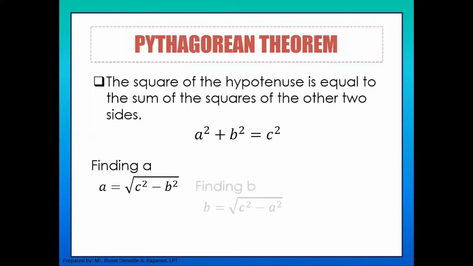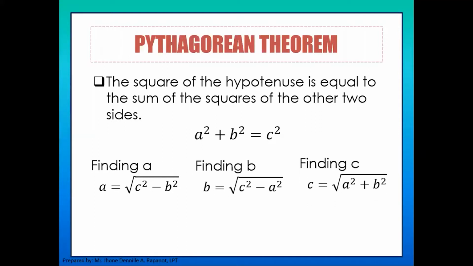For finding A, for B, and for finding C. Now you might wonder how we have these equations. To give you a heads up, we just derive them from the general equation by applying the rules of manipulating equations, and that will be further intensified in our next mathematical tool. For the meantime, what I'm going to teach here is just the different equations used for finding A, finding B, and finding C of a right triangle.